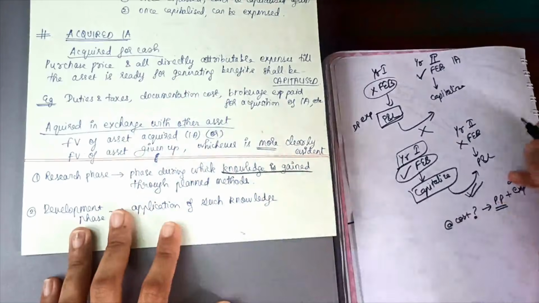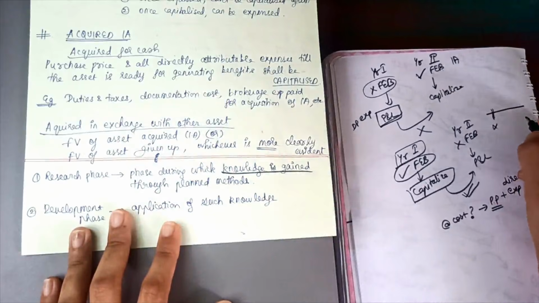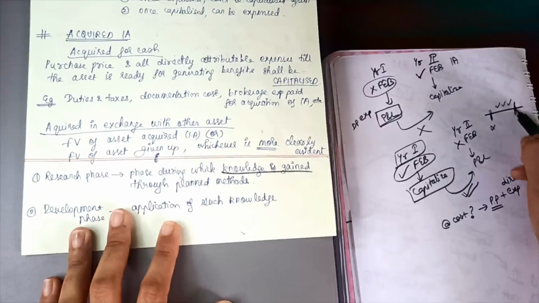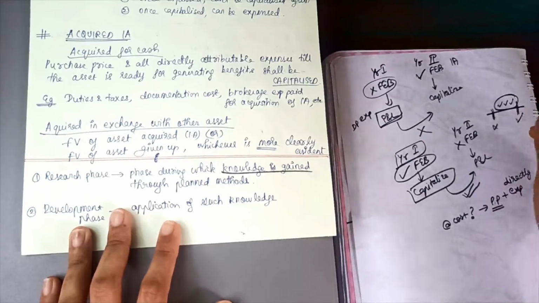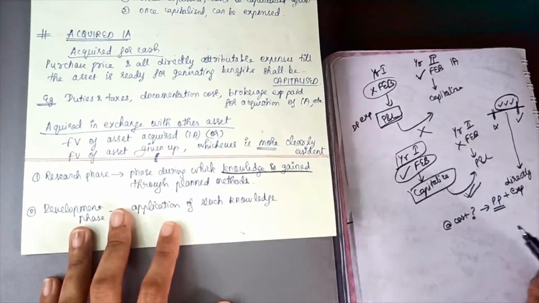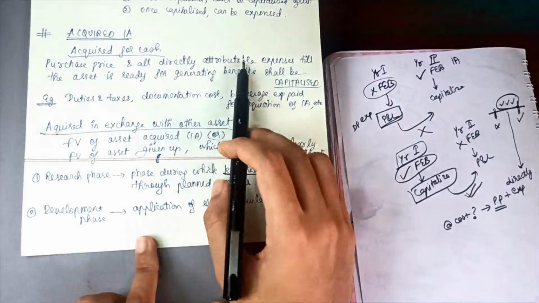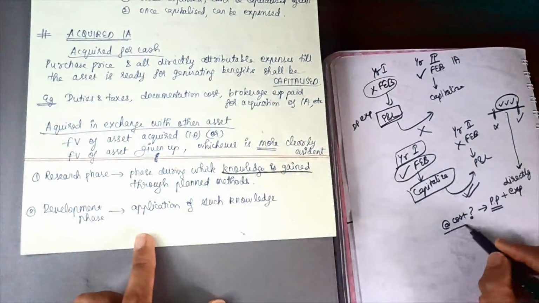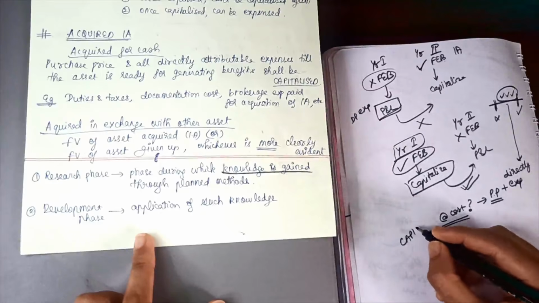Okay, so there is a stage. First, when you acquired this intangible asset, it wasn't ready to give you any benefits. Then you incurred some expenditure and now it is ready to give you benefits in the future. So until this, whatever expenditure you have incurred, everything you have to add here. So the purchase price and all directly attributable expenses till the asset is ready for generating benefits should be capitalized, that means added to the cost of the asset.